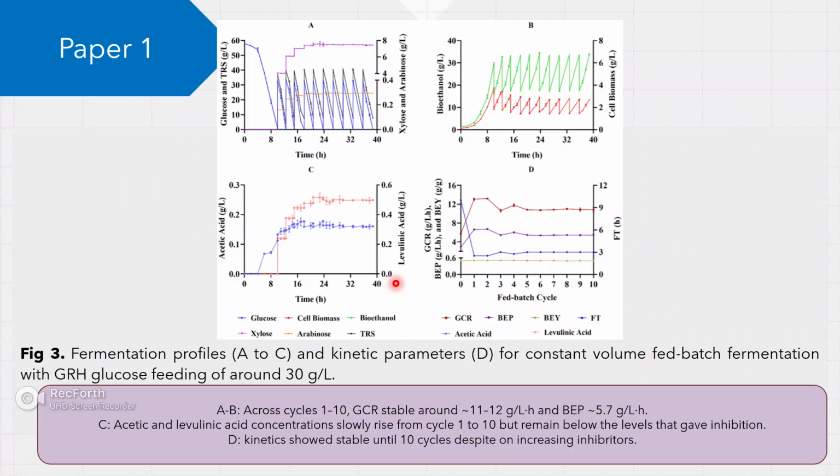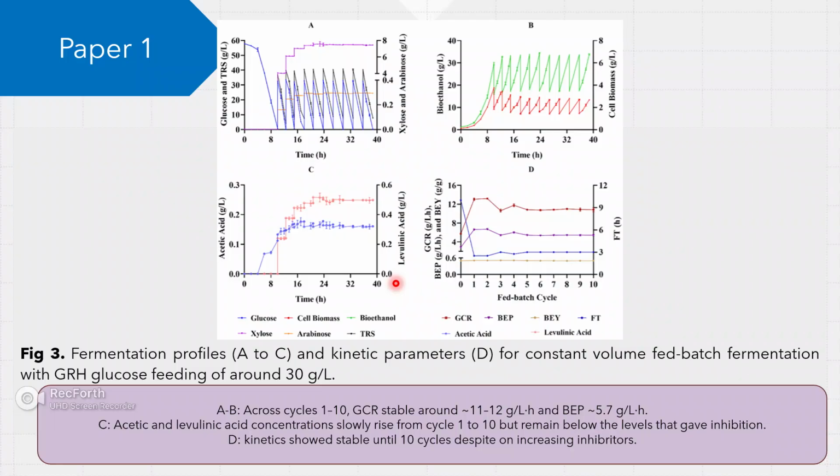So this is the fermentation profile of the fed-batch fermentation with glucose fed at around 30 grams per hour. Figures A and B show that across cycles 1 to 10, the GCR stays stable around 11 to 12, and the bioethanol productivity reaches 5.7 grams per hour. Figure C shows that the acetic and levulinic acid concentrations slowly rise from cycle 1 to 10, but remain below the levels that gave inhibition in the fermentation.